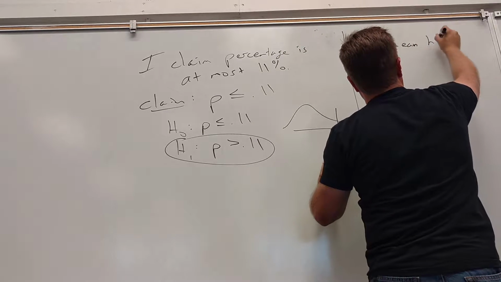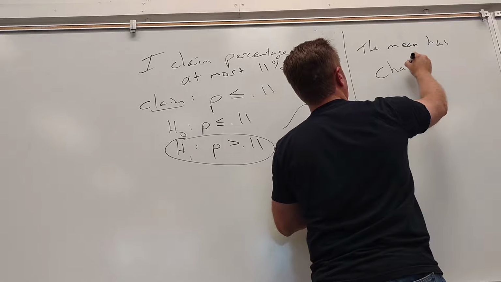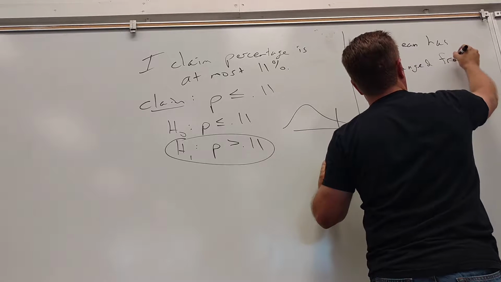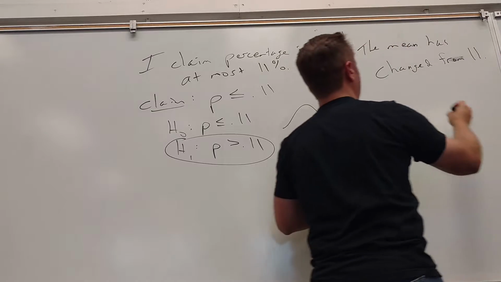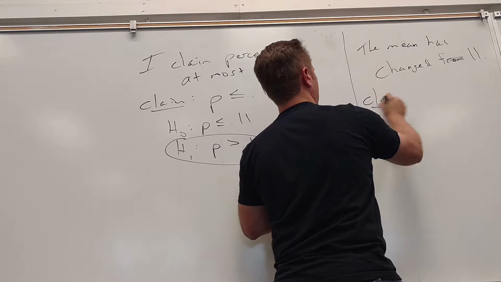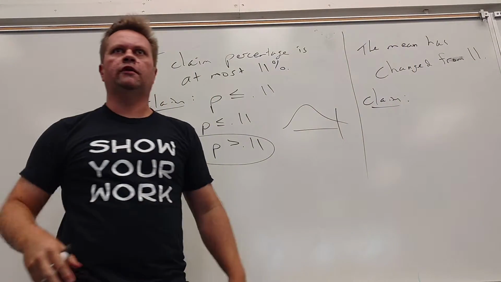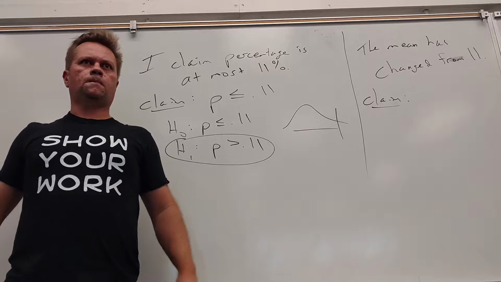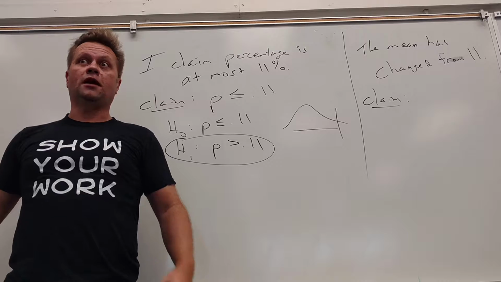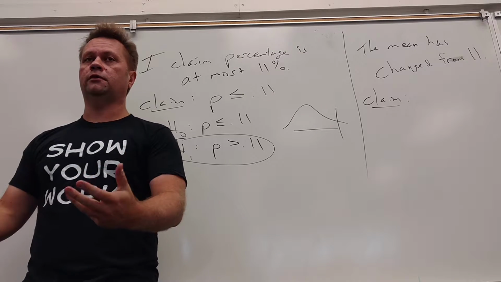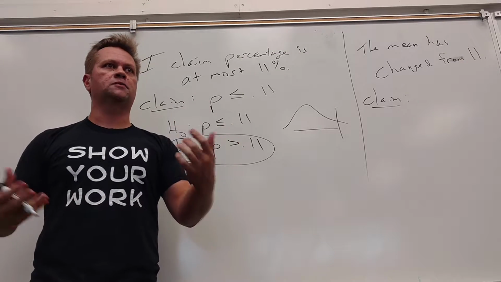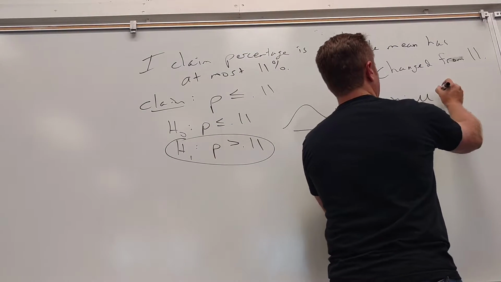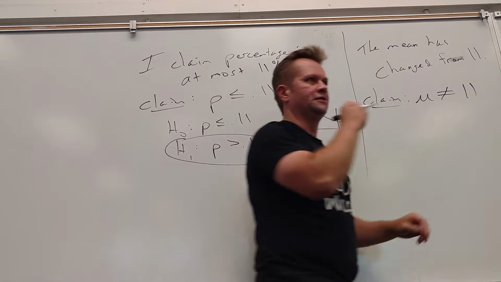So if the claim was this instead, the mean has changed from 11. So the claim is the mean has changed from 11. So how do I write that in math-ish? Not equal to. Yes, it's changed from 11. So it's not 11 anymore is my claim. I think it's not 11 anymore. So I think the mean is not 11.